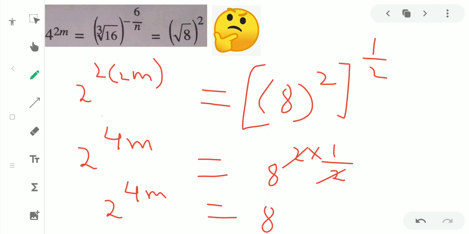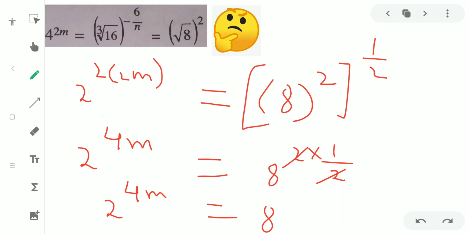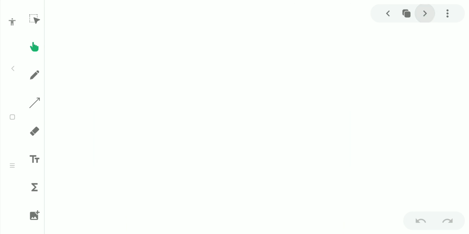Let us solve the same for n. Now we should omit this and we should only take the one which I kept in red brackets, the box. So that one we should take: cube root of 16 power minus 6 by n is equal to (root over 8) whole square. You know root over 8 whole square is equal to 8, as we have already solved here. Let us write is equal to 8 on the RHS.